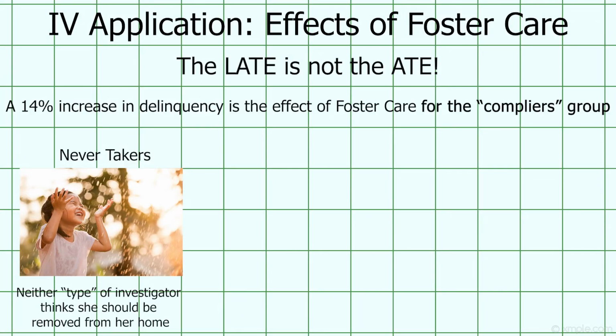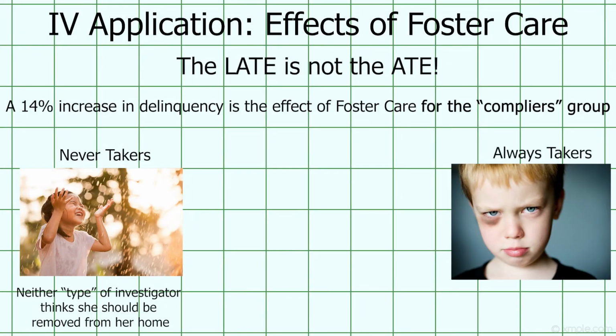Both types of investigators would agree that never takers are better off staying with their family. The always takers are the opposite. Both types of investigators agree that always takers should be taken away from their families and placed into foster care. These are probably the most extreme cases of neglect and abuse.